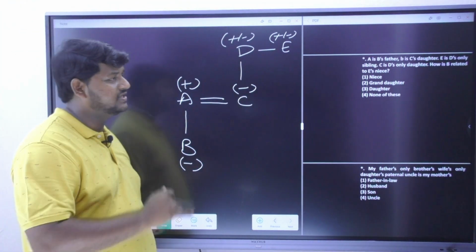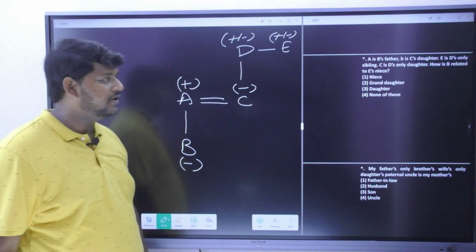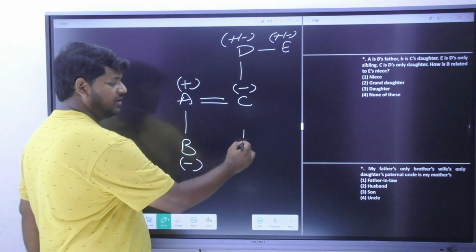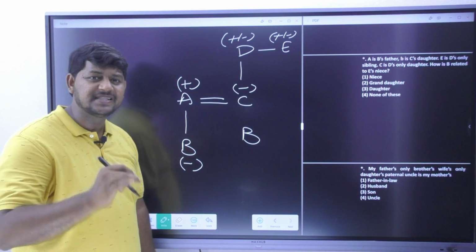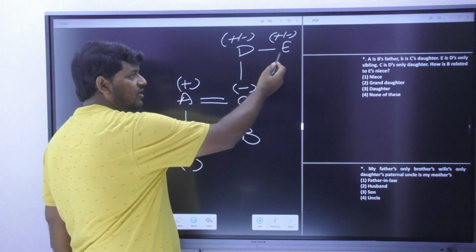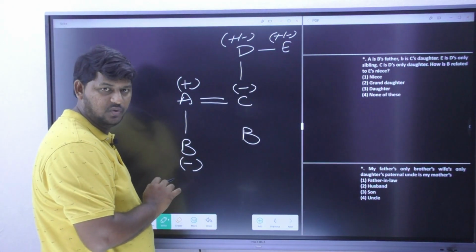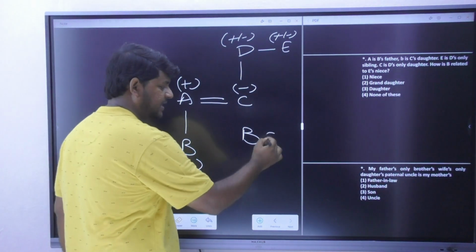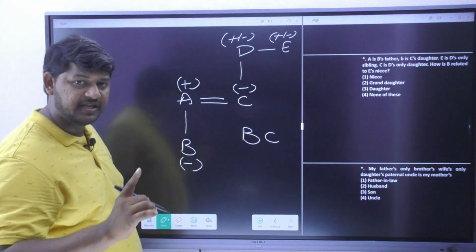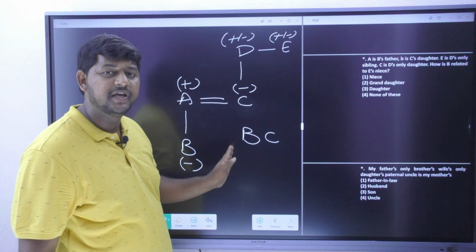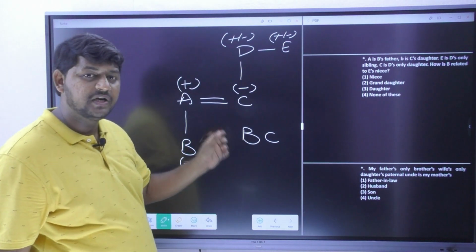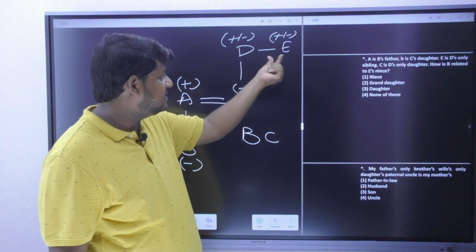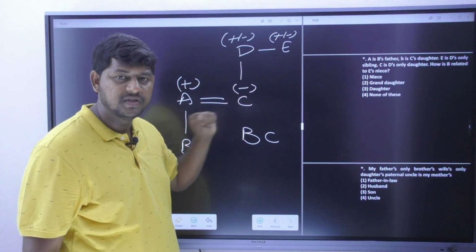Now what is my question saying? How is B related to E's niece? Who is the niece of E? It is C. The question is clearly saying, how is B related to C? Instead of giving you in this way, he gave you a twisted question. E's niece is going to be whom? C.